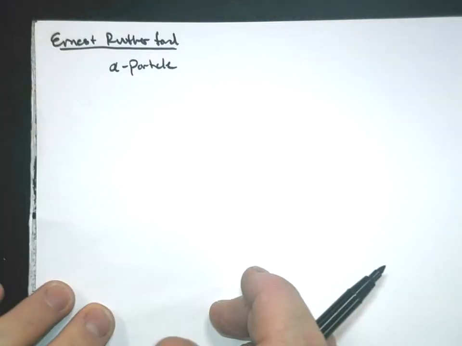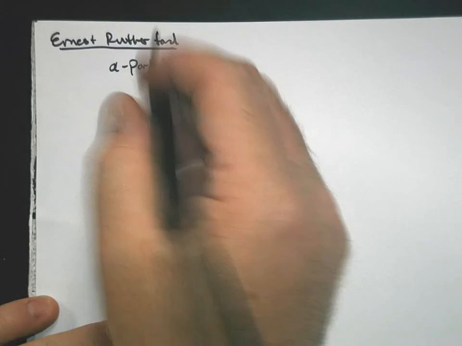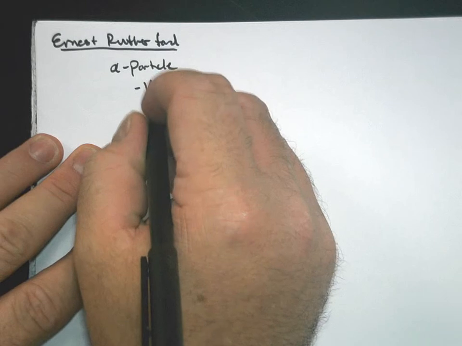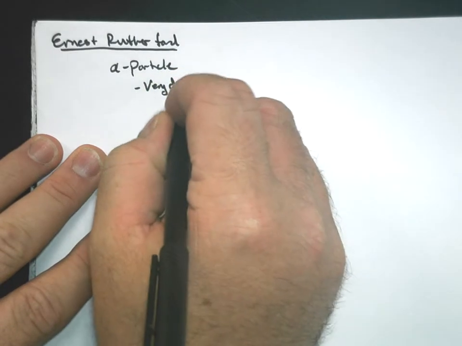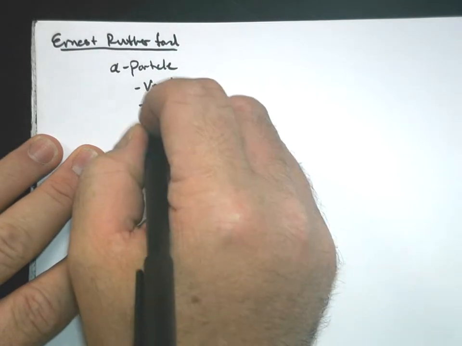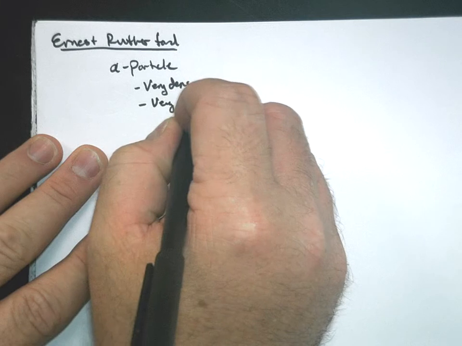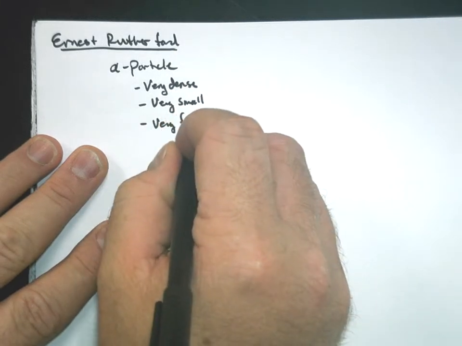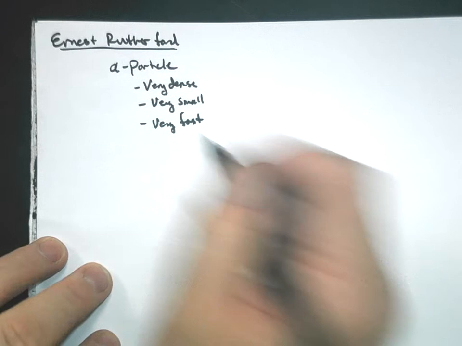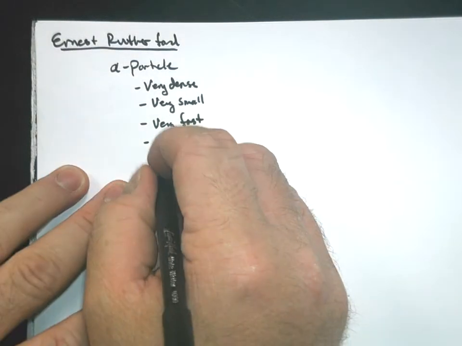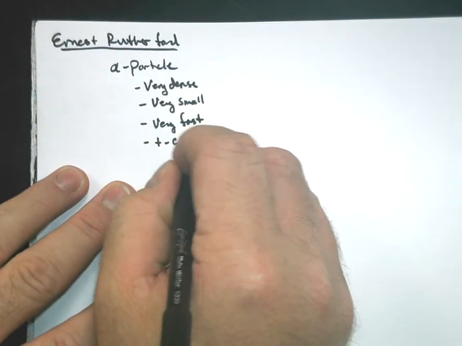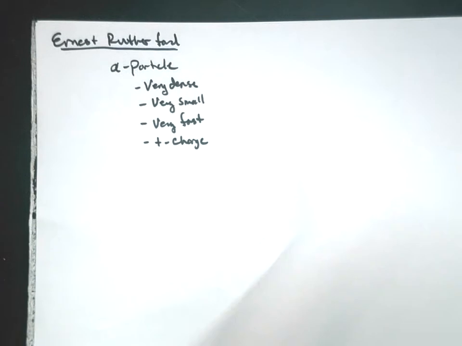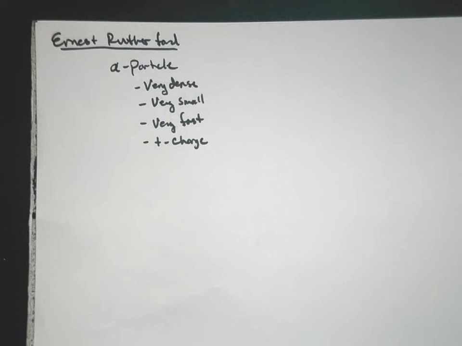Okay, and what you need to know about an alpha particle right now is that it was very dense, very small, very fast, okay, and positively charged. It had a plus charge. These are the properties of an alpha particle. And he was able to send beams of alpha particles.